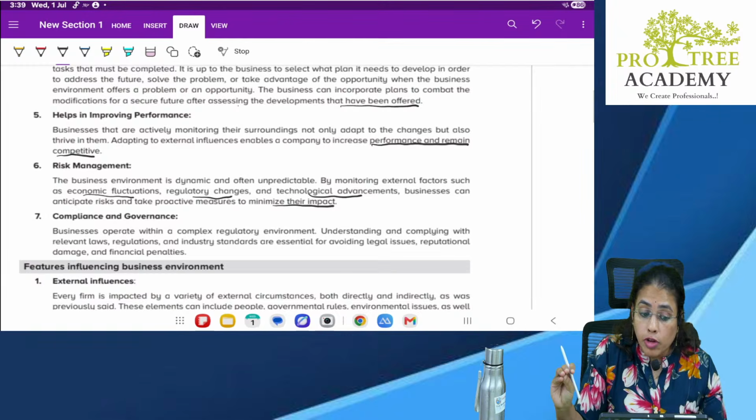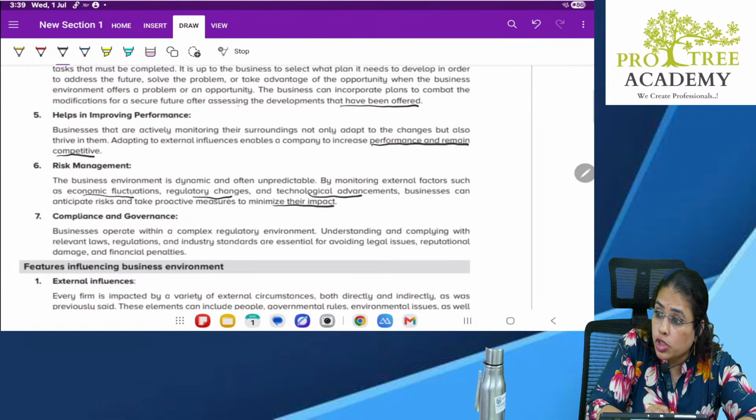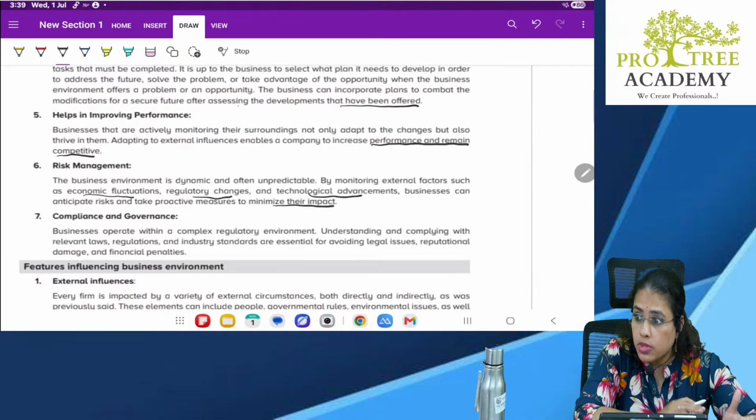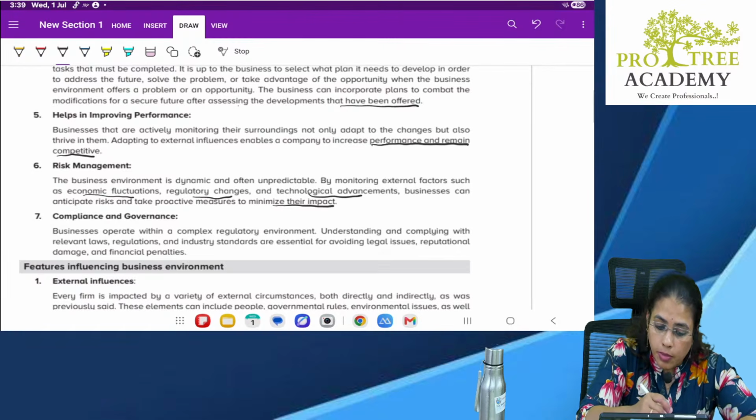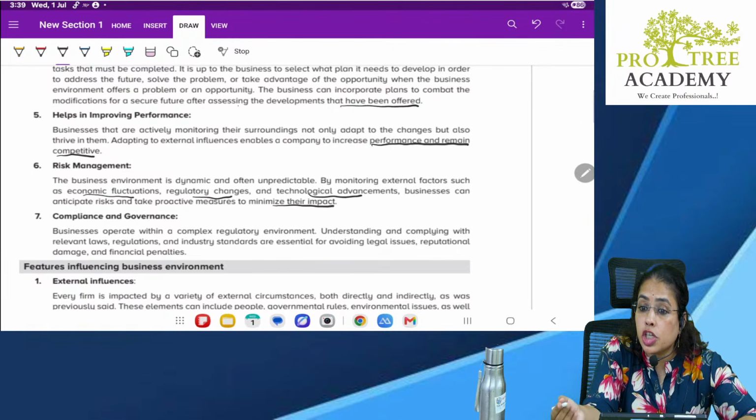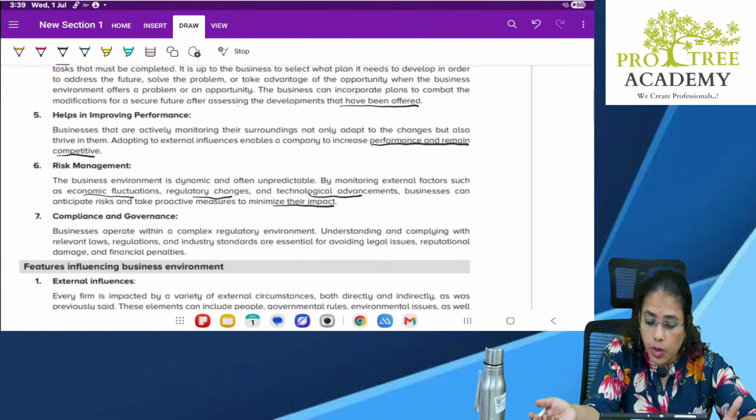What major risks will there be? Economic fluctuation. If any government comes and puts in any rules and regulations, that will be first. Regulatory changes: any change in regulation, any act changes, GST, or any other act, income tax. Regulatory changes, technological advancement, all this a business can anticipate as risk. This is supposed to come now. If it is coming, then how will we act? What will we do? What are the risks we are having? How can we come out of that risk? All these things will be taken into consideration.